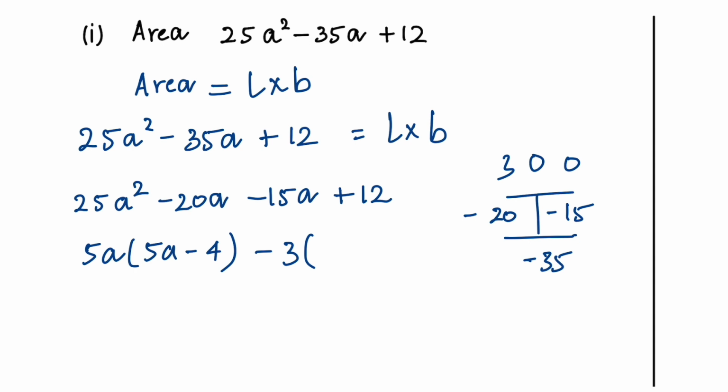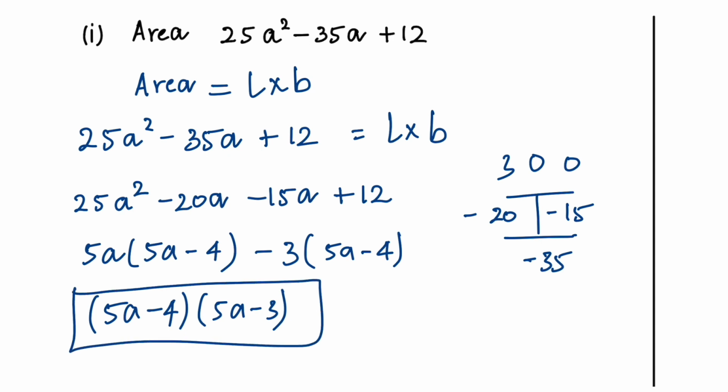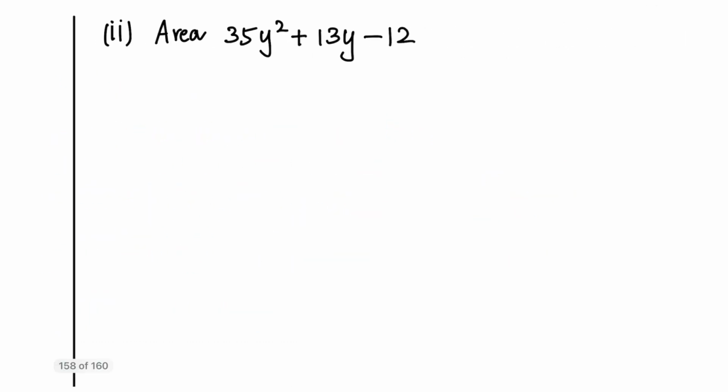Now again, this is a very simple method that we have been doing for a very long time. You know this by now. So when you take minus 3 as a common factor, you are left with 5a minus 4 again. Okay, so from these two, you can take 5a minus 4 as a common factor and that leaves you with 5a minus 3. So 5a minus 4 into 5a minus 3 is the factorized form of that polynomial and hence these can be the possible values of L and B. Okay, that is it. Moving on to the next subdivision, you need to be quick about it.